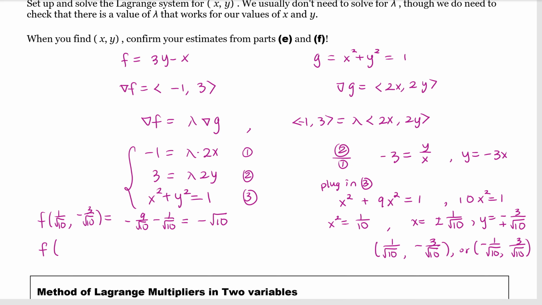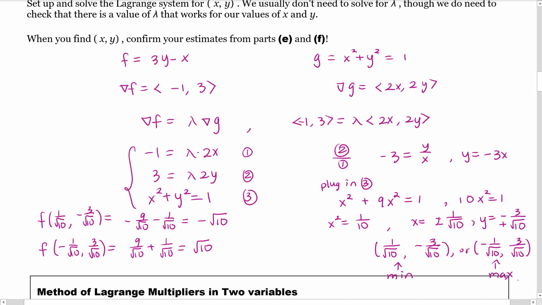And then f of minus root 10 and 3 over root 10 would be 3y, so 9 over root 10, minus minus becomes plus. So this is root 10. Okay, now we see this is actually minimum, and this guy is actually maximum. So far so good, everybody?